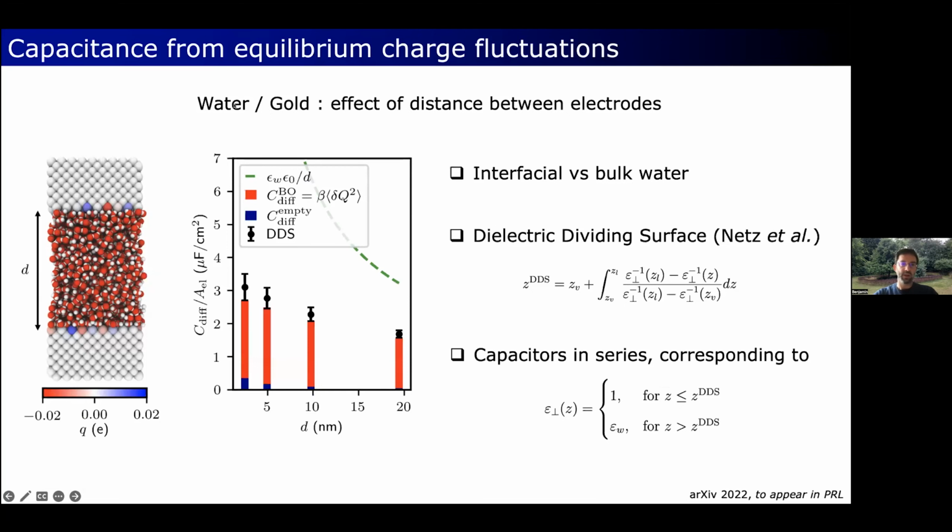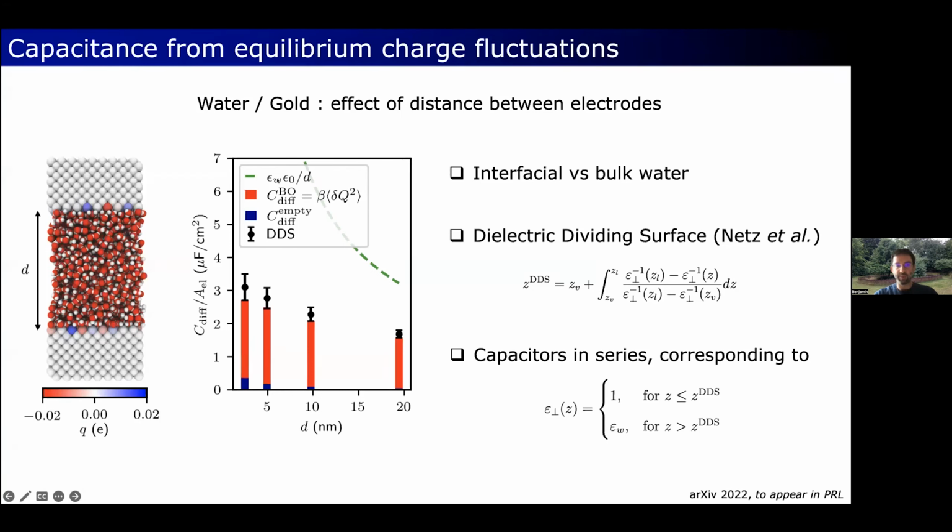So here is another system for a more recent study. I'll get back to this system later on. So it's pure water between model gold electrodes for various distances d between the electrodes. And what you see here is the differential capacitance. So in red and blue computed from the fluctuation dissipation formula. The red part is the Born-Oppenheimer contribution, and the blue part is the empty capacitor contribution, which you see is rather small.